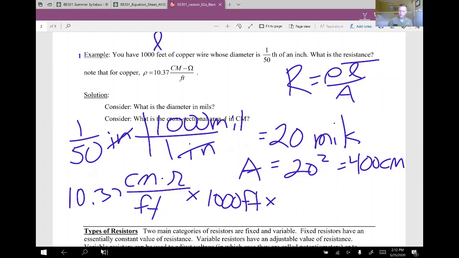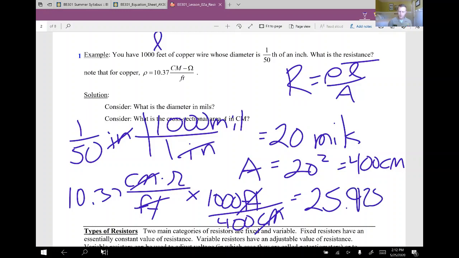Or rather, we divide it, because we have rho L divided by A, and A there is 400 circular mils. Circular mils cancel out, feet cancel out. I multiply that through my calculator, and I'm left with 25.925 ohms. There's example 1.